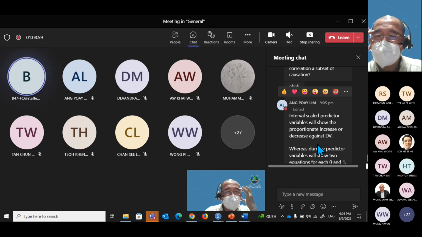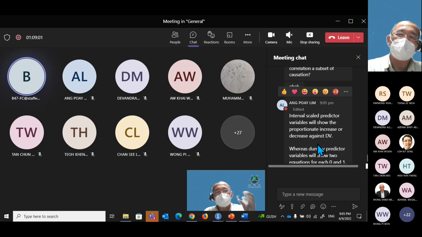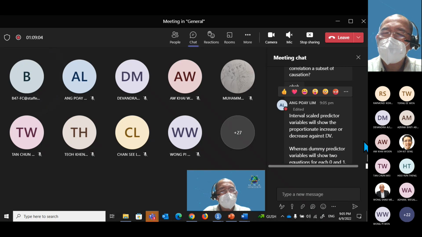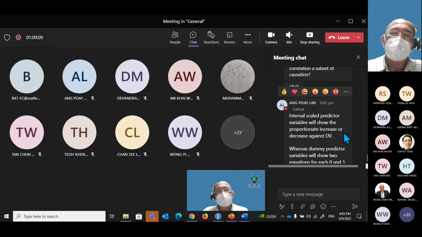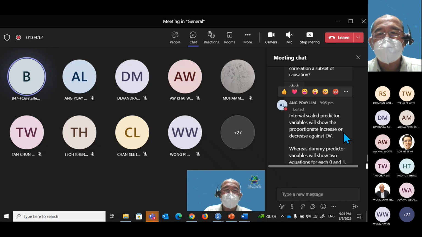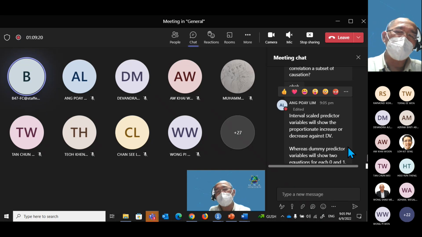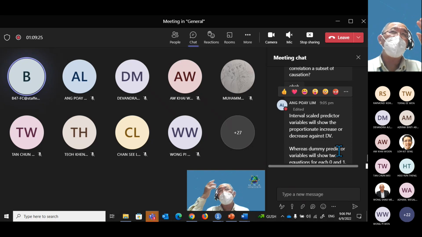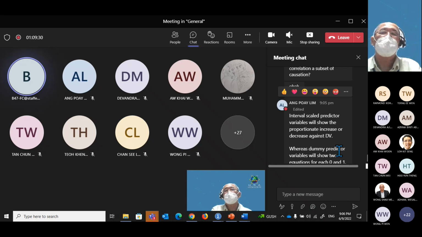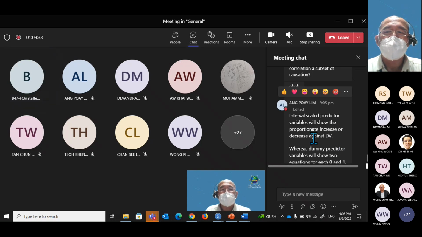Interval scale predictor variable will show the proportionate increase or decrease against the DV. Dummy will show two equations here, for each 0 and 1. Okay, this point is good. Therefore, in the interval scale predictor, you only have one equation. But in the dummy, you got two, meaning two different categories. Each category has its own equation. Okay, so it's good, at least for one point.